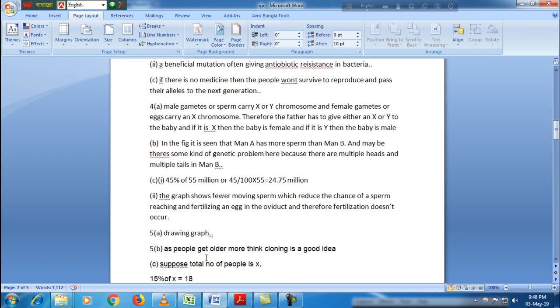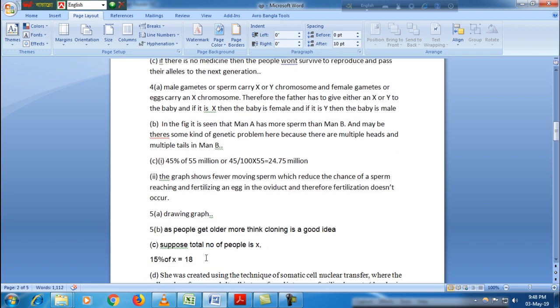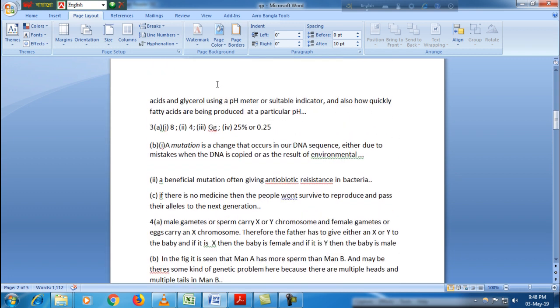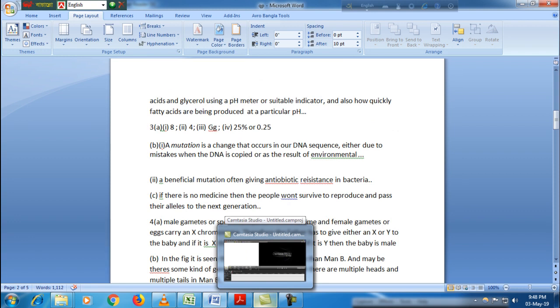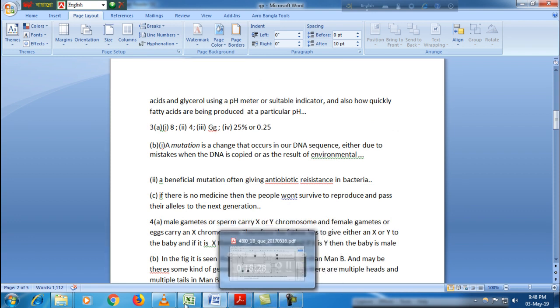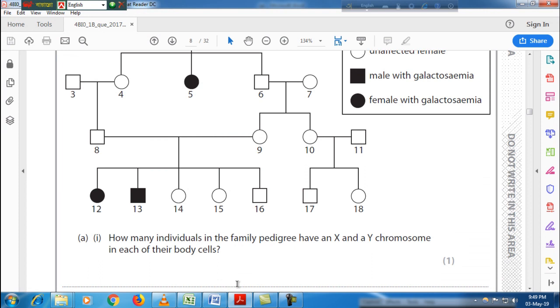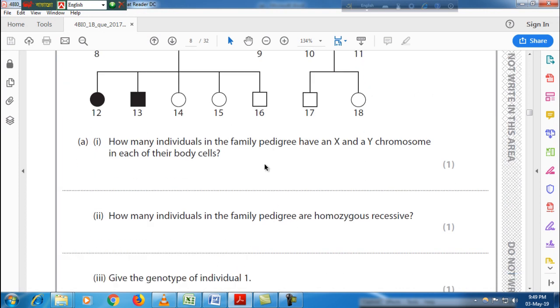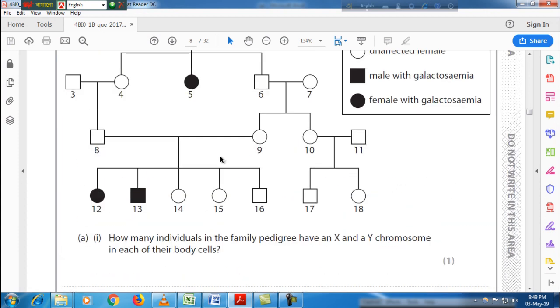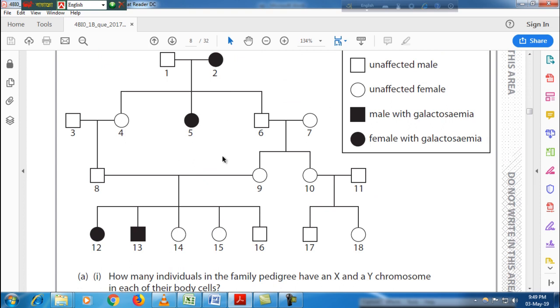So we know that male contains X and Y chromosome, female contains X and X chromosome. So let's count all the square boxes over here. How many boxes? 1, 2, 3, 4, 5, 6, 7, 8. 8 square boxes. So the answer will be 8. And all of these are male because male contains XY chromosome.